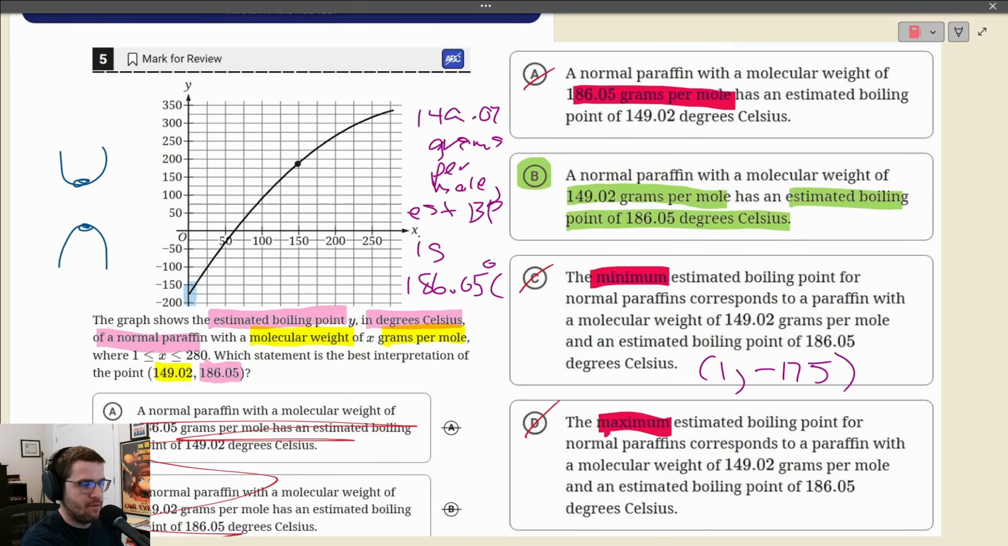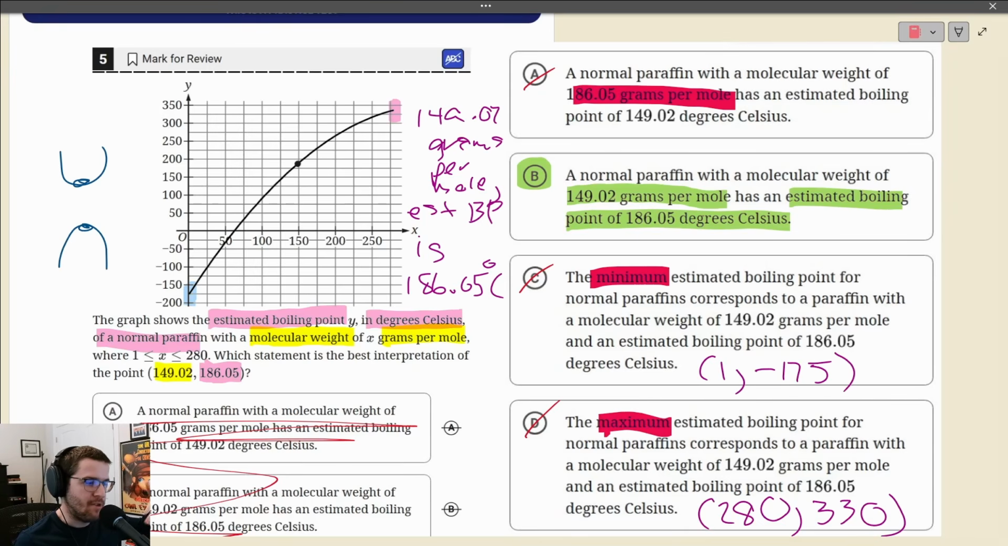occurs, it says it goes to 280. So if I go to where 280 is, I guess that's like right here. That's the highest point, right? See how it's high up? So the maximum, I'm just eyeballing. This isn't exact, guys. So it's like 280, what is that? It's like past 325, maybe 330. You can see not only is 149.02, 186.05 not the minimum or maximum.